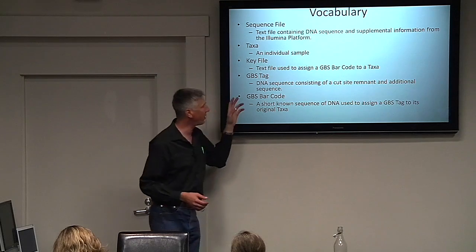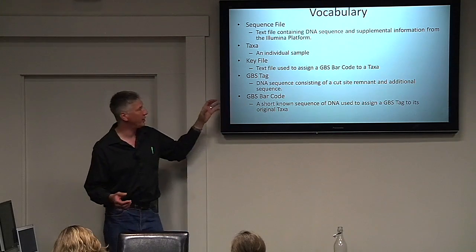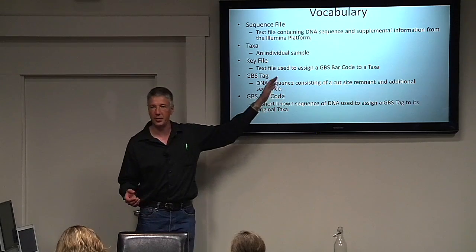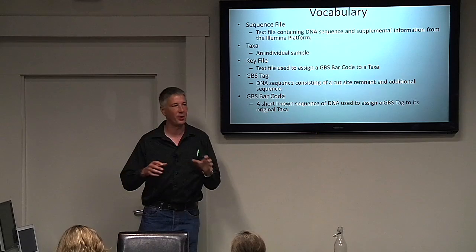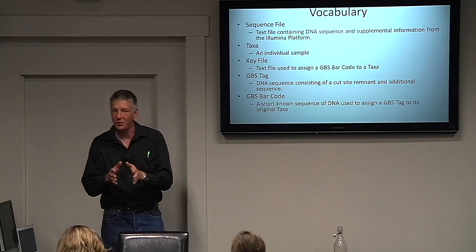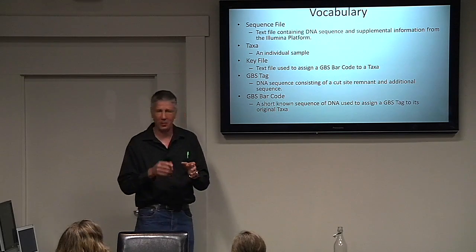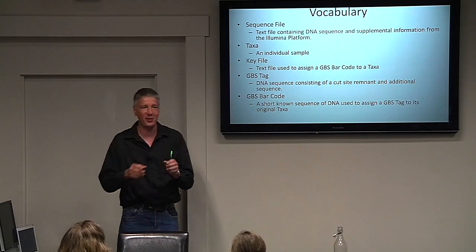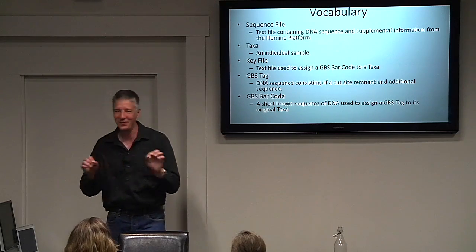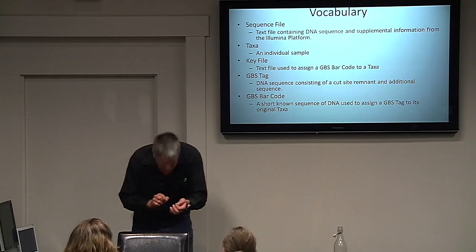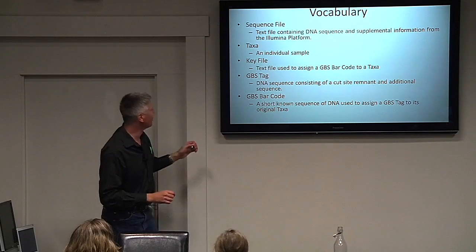So a key file is just another text file, and it's used to assign a GBS barcode to a taxa. And remember, this is part of the way this whole thing works, is we use these identifying barcodes. And we had an interesting question in the recent workshop. They're not actually barcodes, right? They're just known strings of DNA. We don't actually get on and make a little barcode on the DNA. It doesn't really work that way.